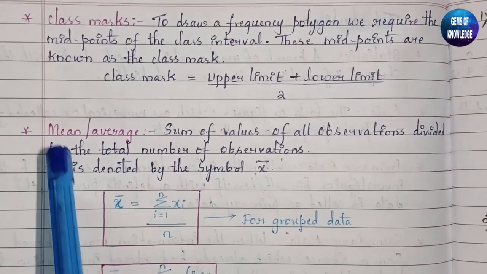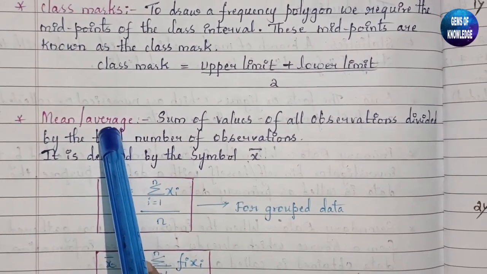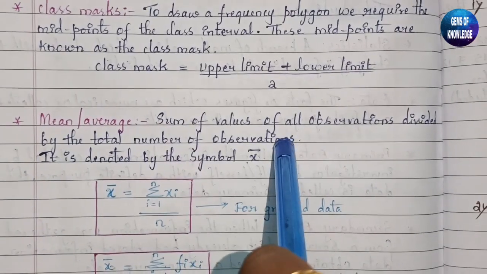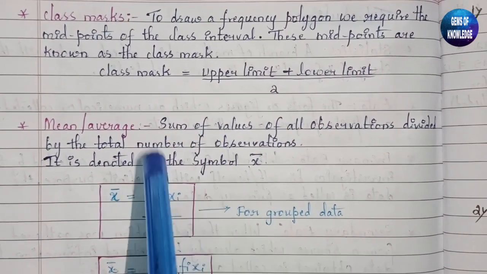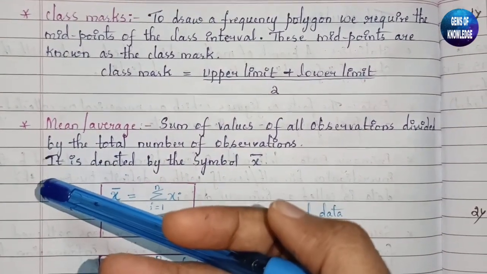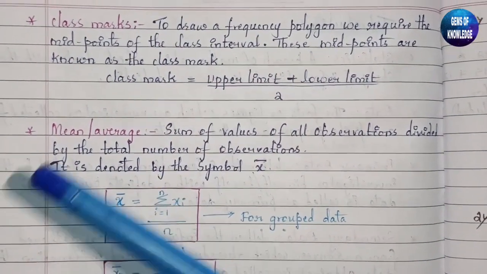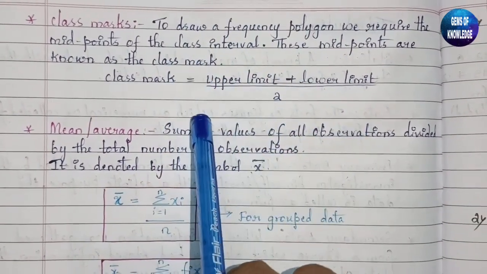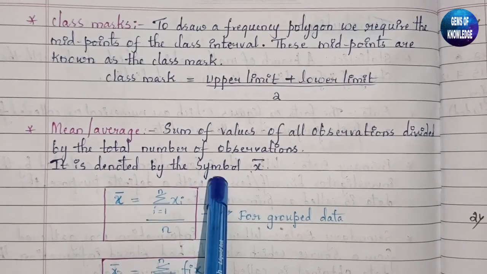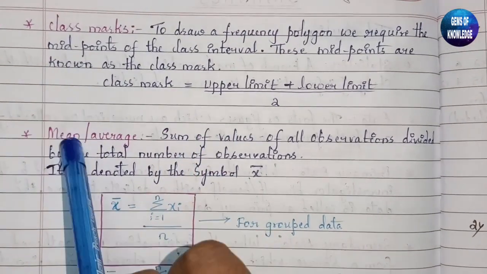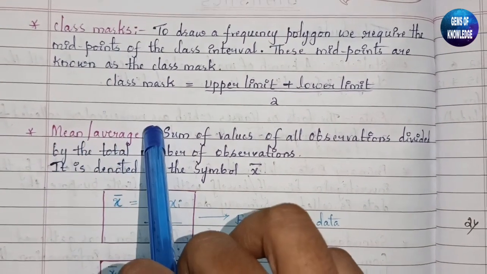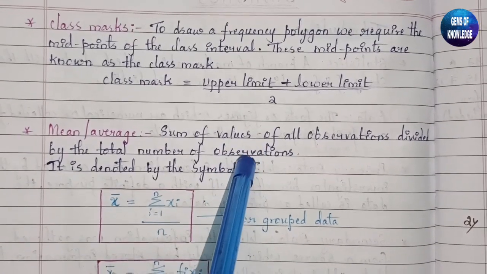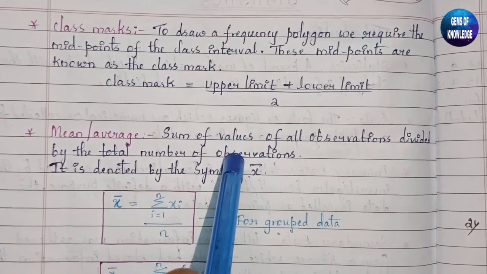Next, mean, which is also called average. It is the sum of values of all observations divided by the total number of observations. Suppose you are going to find the average of your marks. You may have 6 subjects or more than that. You take the sum of all the 6 subjects and divide it by 6 subjects or 7 subjects, whatever it is. What you get is known as the mean, or average. It is denoted by the symbol x with a bar, known as x bar.